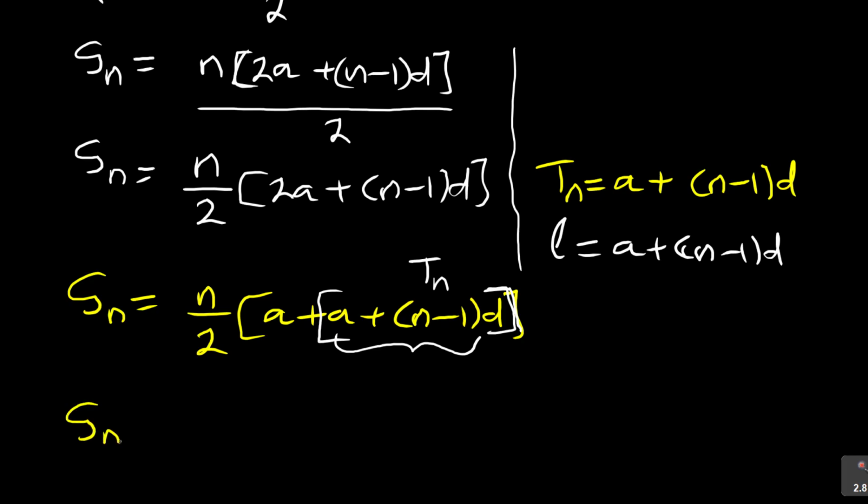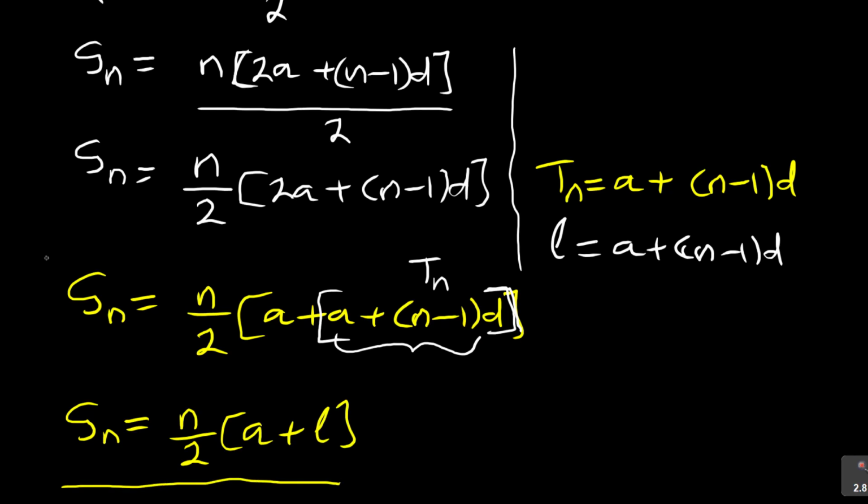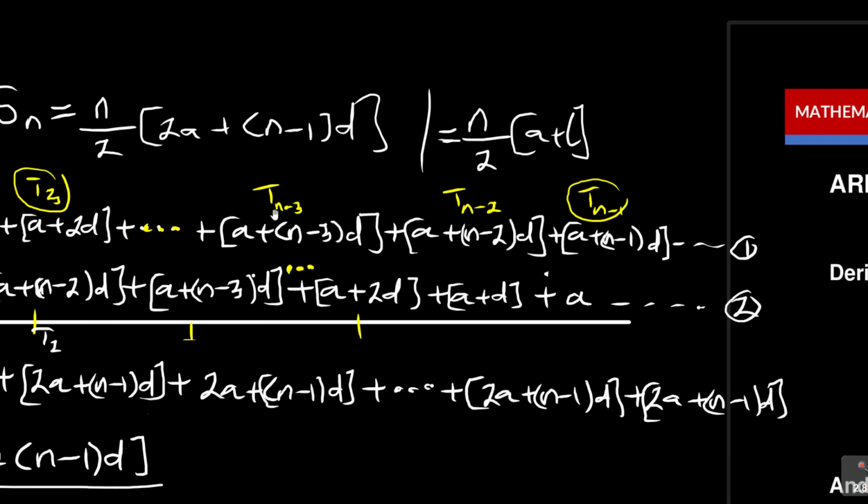Then Sn becomes n over 2, and then it's what? a plus the last term. So guys, this is the proof of these two formulas: the first one, which is that one, and the second one, which is that one.